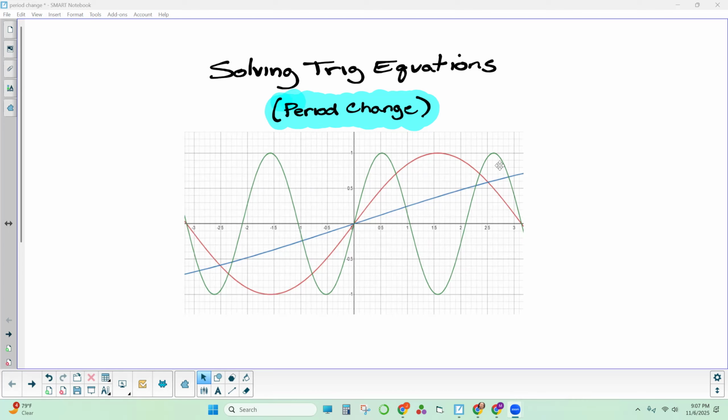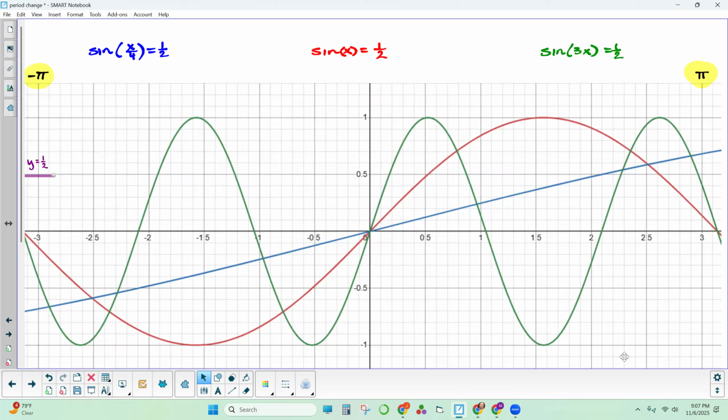Today we're going to solve trig equations with period change. So let's look at what we mean by a period change. What I've got here is three sine graphs. The one in red is the parent function, sine x. The one in green is sine of 3x. And in blue, we've got sine of x over 4.